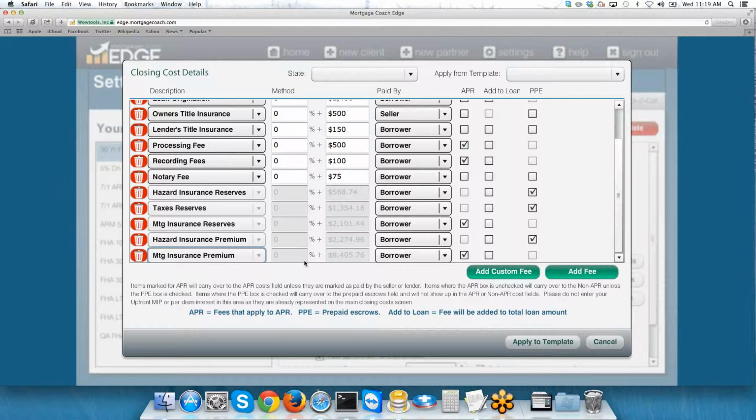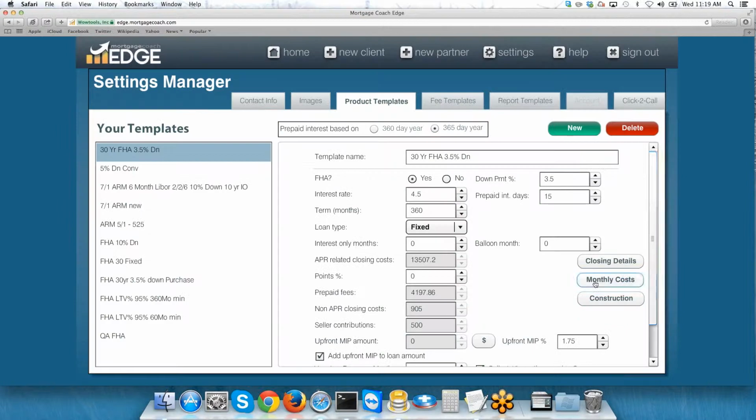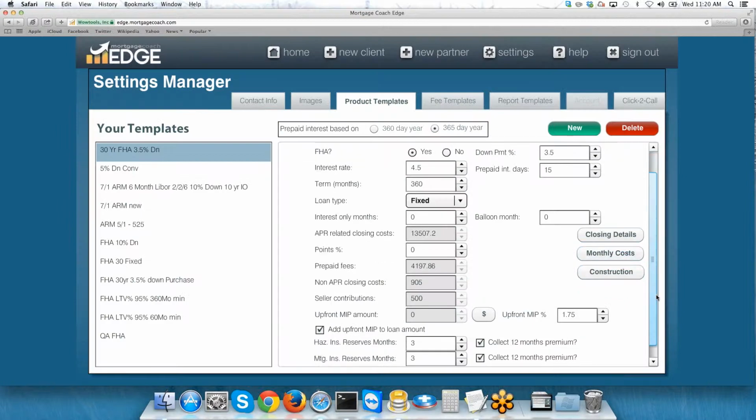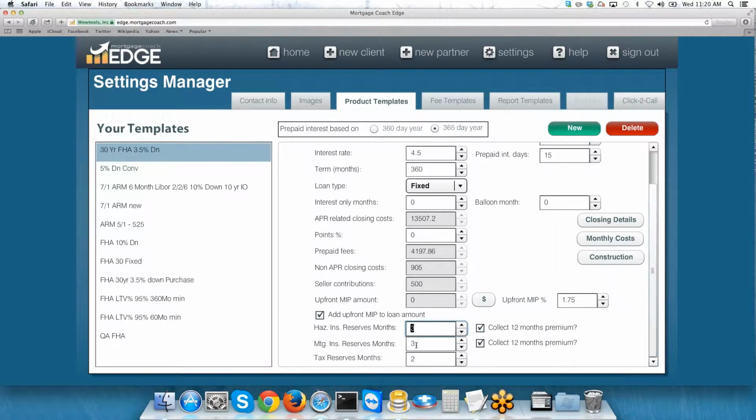My closing cost details on this one actually include all my reserves as well. And the reason they do is because at the very bottom here, you'll see that you can actually tell Edge, I want to collect these reserves here. So when you now pull in a product template, it pulls in the entire thing. So you've got not only the loan details and the monthly costs like it used to have, you've also got the closing cost details that you've entered as well as the reserves. So you have a complete product in one shot now.